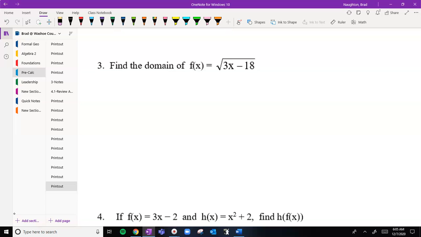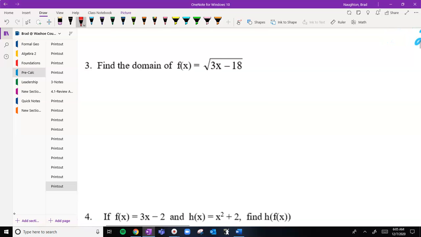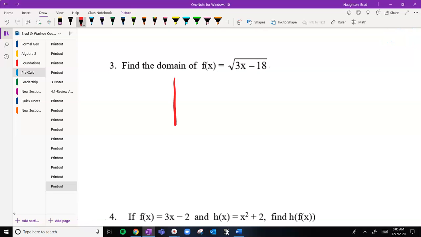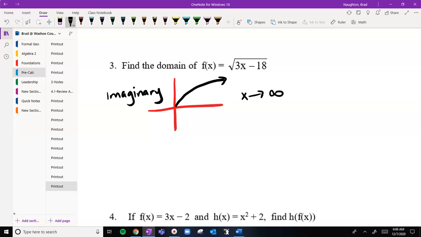Here, we're going to find the domain. For the domain, if we look at our square root parent graph, it's going to look like this. It keeps going as x approaches infinity on this right-hand side, because we can keep plugging in numbers here. But if we plugged in any numbers over here, it's an imaginary number, because you can't take the square root of a negative number.